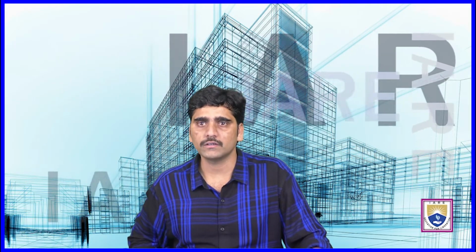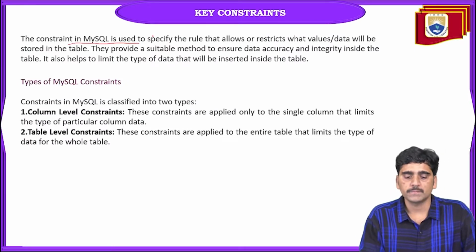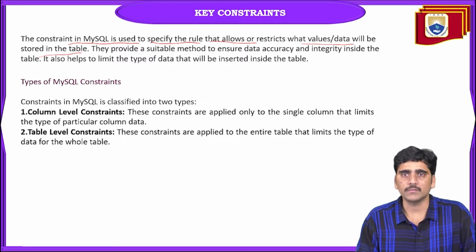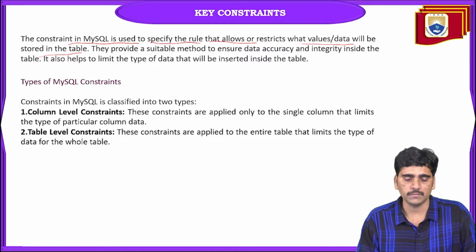So the first one is key constraints. A constraint in MySQL is used to specify rules that allow or restrict what values or data will be stored in the table. So to store the data, to store the tables in the database, we are going to apply some rules and specifications or conditions or constraints. You can say anything, all of that is nothing but constraints. So applying rules or specifications or conditions is nothing but constraints in a database management system.